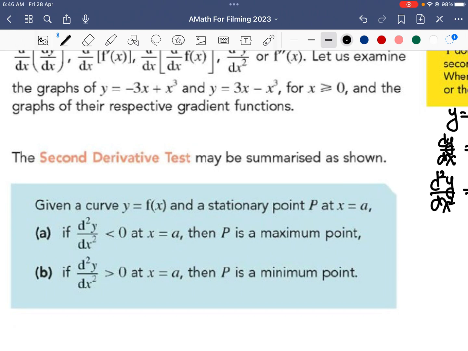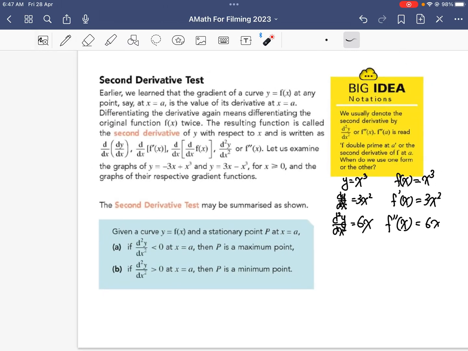It goes like this. You just have to remember this: when you sub in the value of x at the maximum or minimum point into the second derivative, if the value is less than 0, it's a maximum point. When you sub in the x value of the stationary or turning point into the second derivative, and it's greater than 0, it's a minimum point. How I remember this is that it's reversed. What do I mean by reversed? Less than 0, then it's maximum. Greater than 0, the reverse, it is a minimum point. That's how I memorized it.